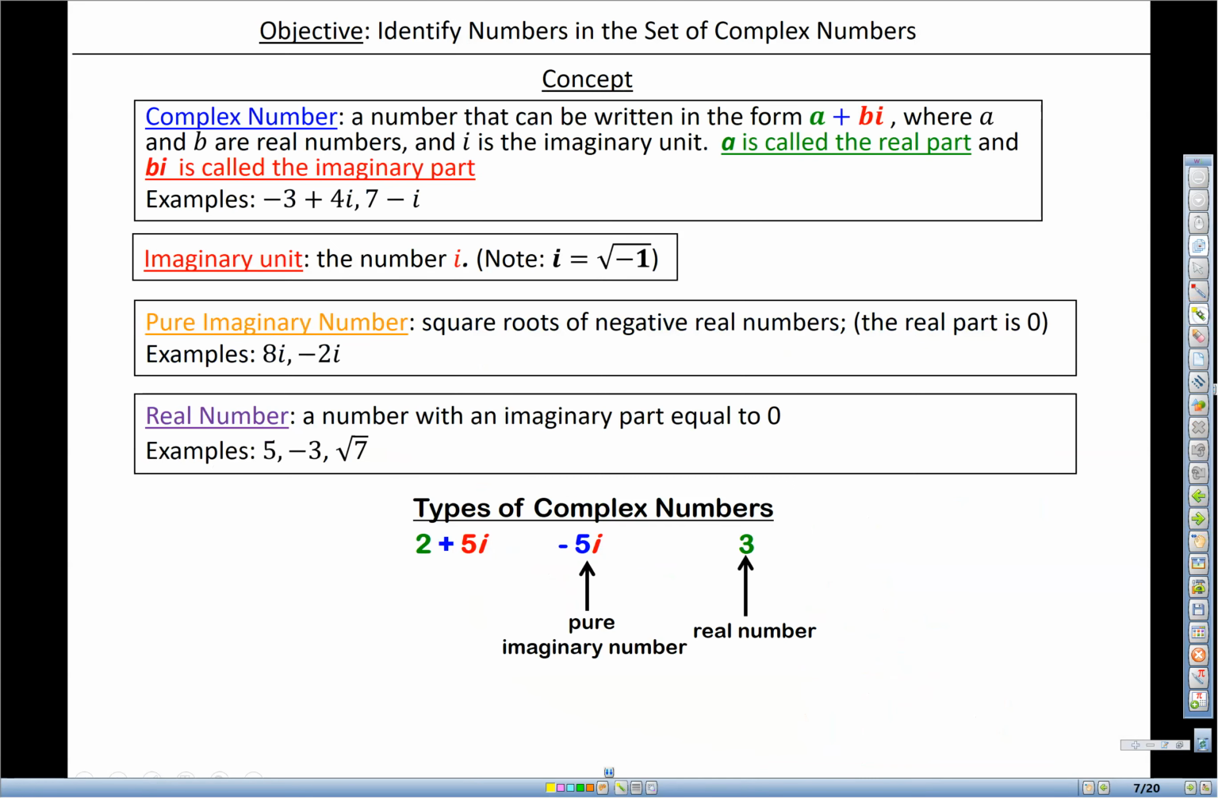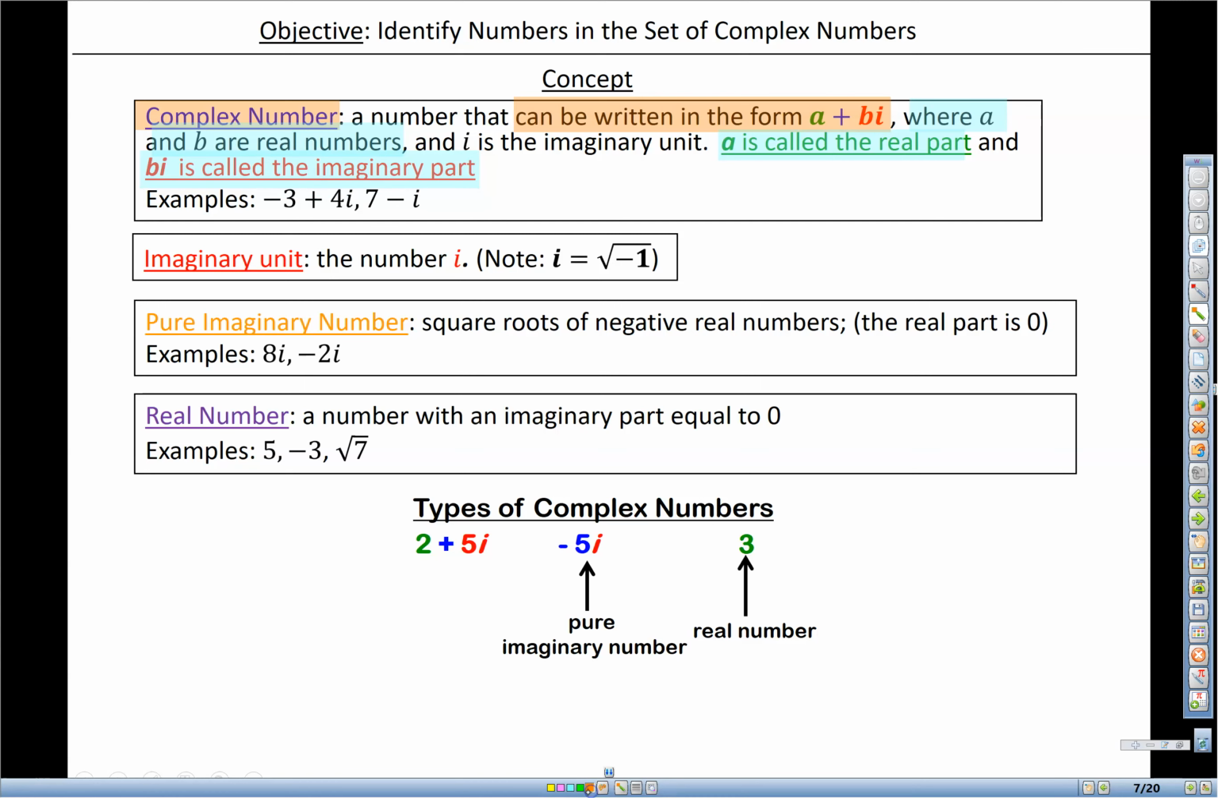Now we're going to look at some more formal mathematical terminology or vocabulary. We've talked in informal terms about complex numbers, but there's a formal definition that says they are numbers that can be written in the form a plus bi. The a in this form is what we call the real part. Although a and b are both real numbers, a is called the real part, but notice the b is attached to the i, and i is the imaginary unit, so we call the bi part our imaginary part.